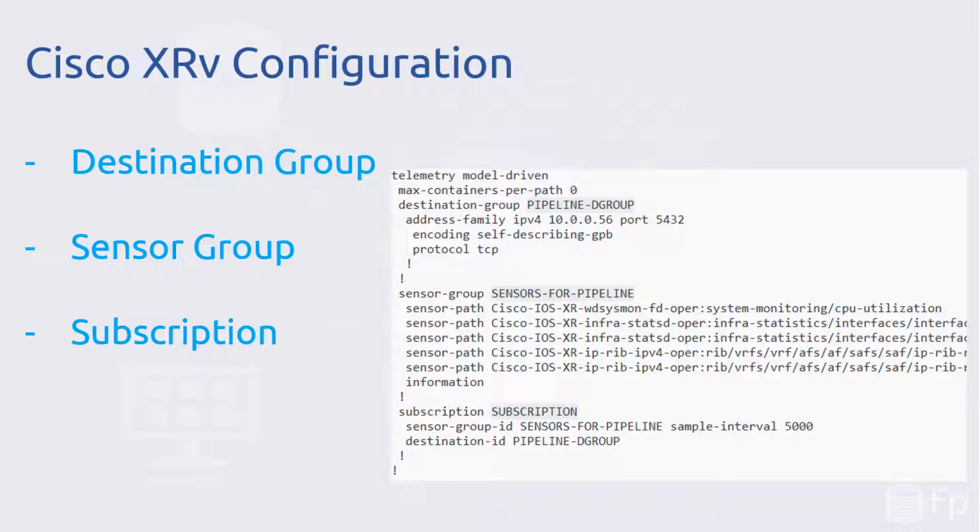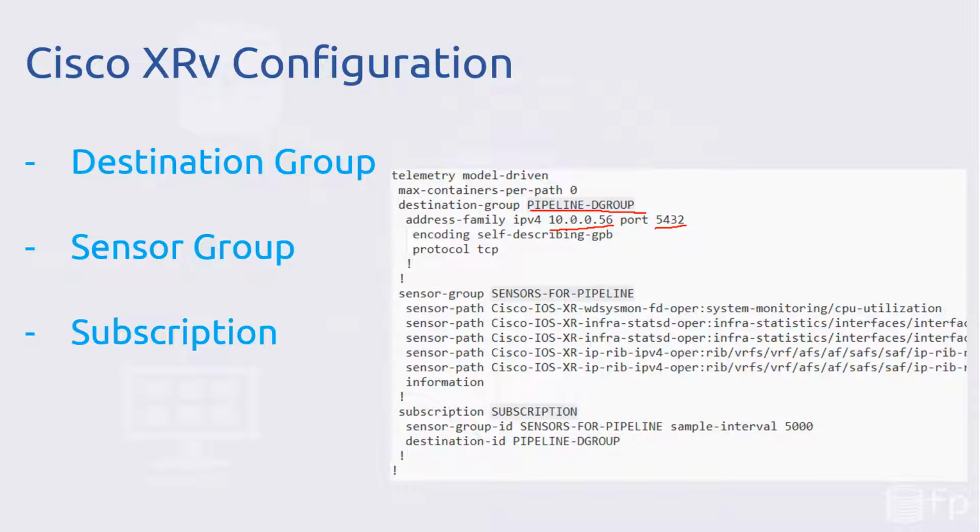Okay, so this is what the configuration looks like for a Cisco XRV image, which is running IOS XR. I found it pretty straightforward. The hierarchy is called telemetry model-driven. The first thing you're going to want to do is set up your destination group. This is where you tell it what the IP address of the collector is and what port it's listening on.